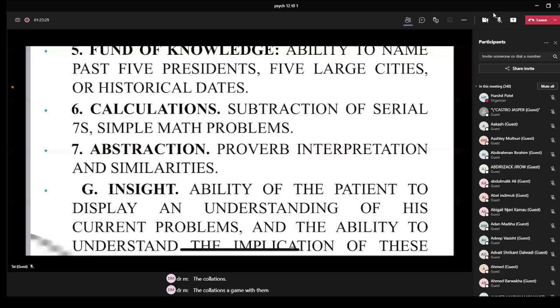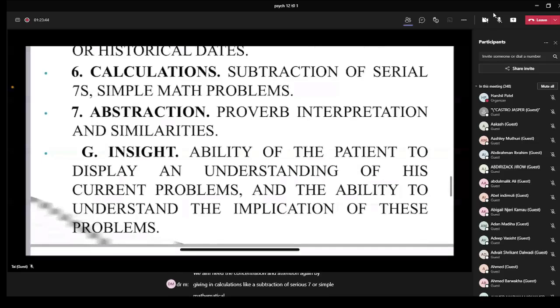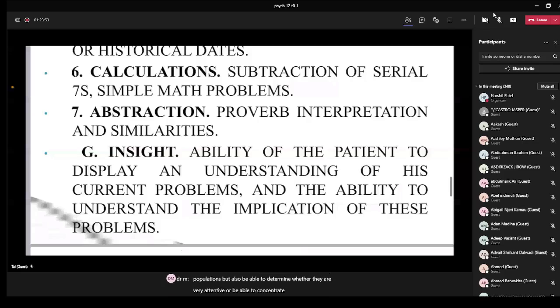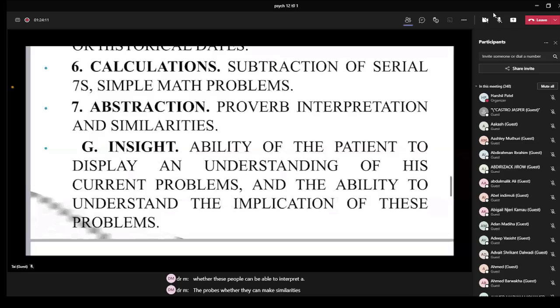Again, we had talked about concentration and attention. By giving them calculations like a subtraction of serial 7s or simple mathematical problems, you can determine their ability to do calculations, but also determine whether they are very attentive or able to concentrate. Abstraction is some form of examination where you want to find out whether these people can interpret proverbs, whether they can make similarities between objects.